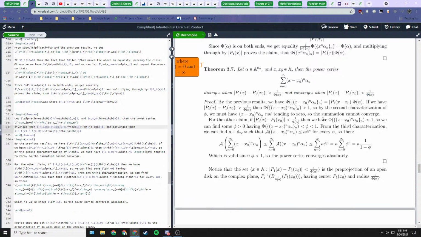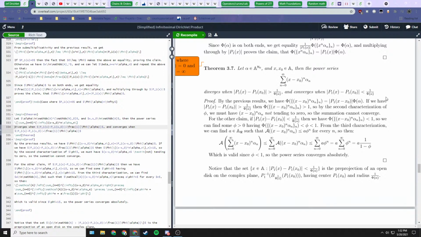So this is essentially exactly the same as a root test. The root test for a power series says that if you're greater than the radius of convergence, it'll diverge. And when you're less than the radius of convergence, it'll converge. So that's what this theorem is proving.